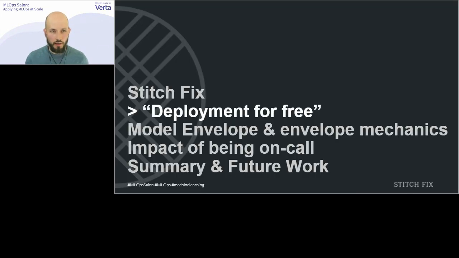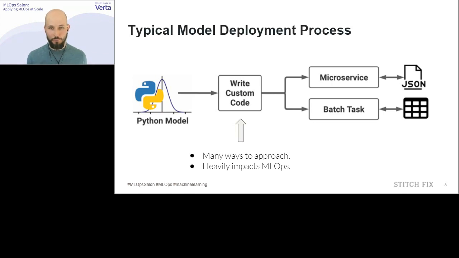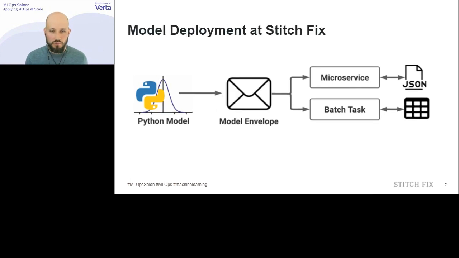So deployment for free. What do I mean? In a typical model deployment process, when you create a model, you need to write some amount of custom code to get that model into a microservice or into a batch task. We all know that there are many ways to approach writing this custom code, and what we do here heavily impacts the entire MLOps process. So at Stitch Fix, what do we do? We ask the data scientist to create a model and then stick it into a model envelope, which then flows into a microservice and batch task. And once a model is in a model envelope, we give them a microservice or batch task for free. So that's what we mean by deployment for free.